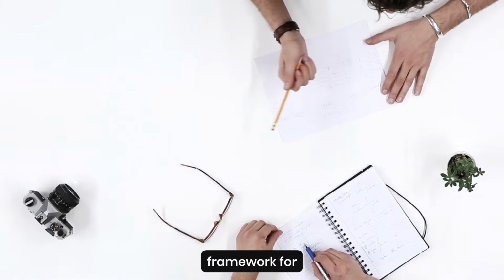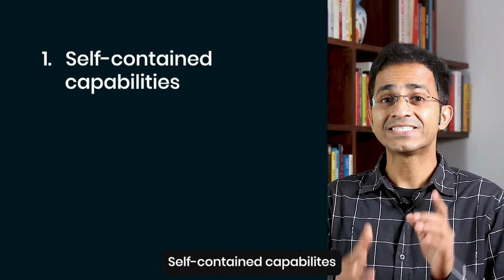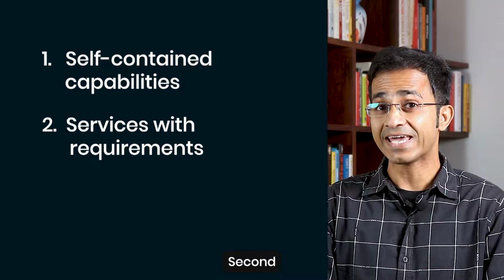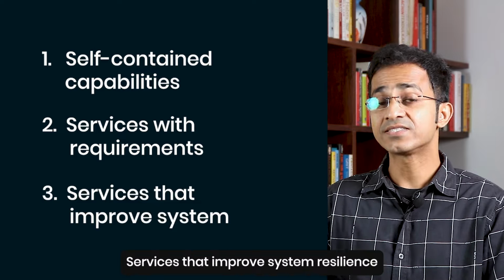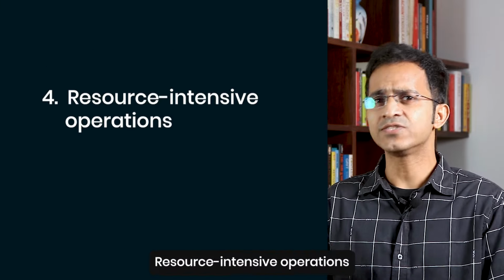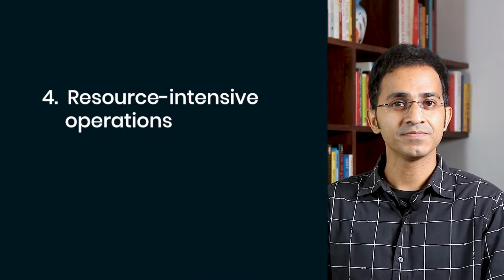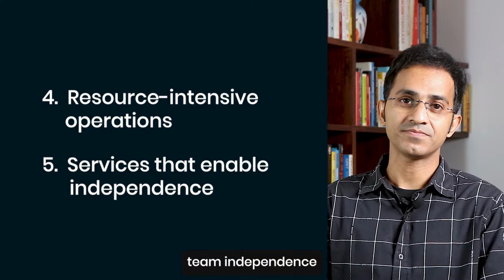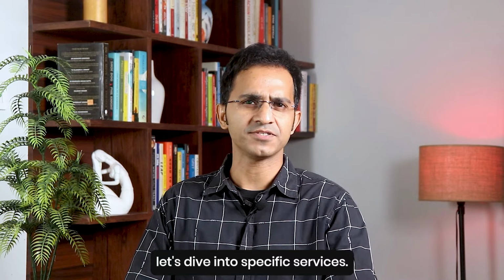So here is my framework for choosing the extraction order. First, self-contained capabilities with minimal dependencies. Second, services with different scaling requirements. Third, services that improve system resilience. Fourth, resource-intensive operations that can burden the main application. And fifth, services that enable team independence. With that framework in mind, let's dive into specific services.